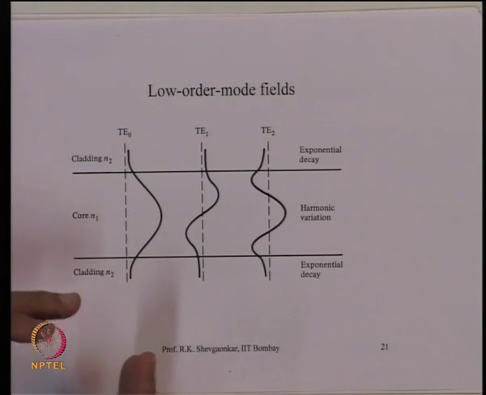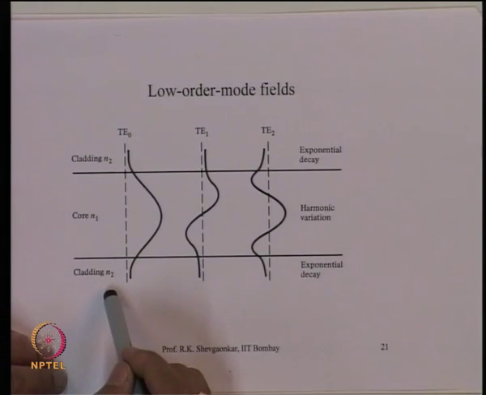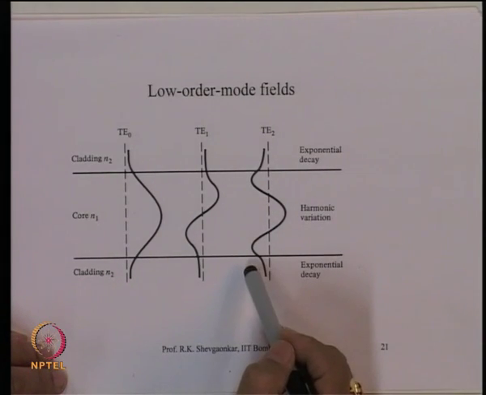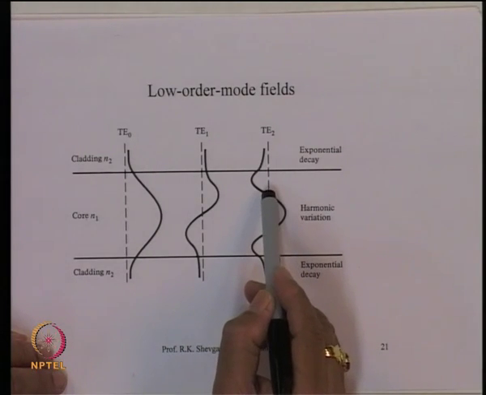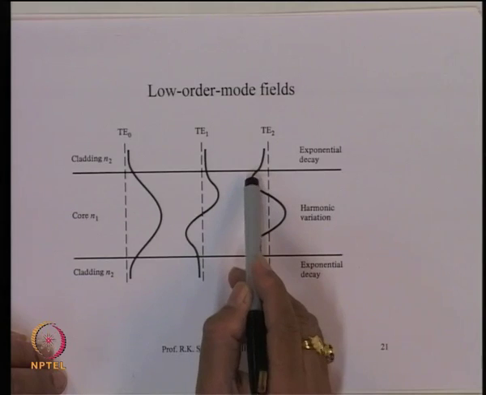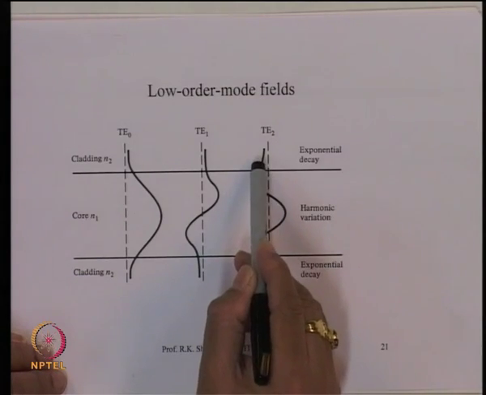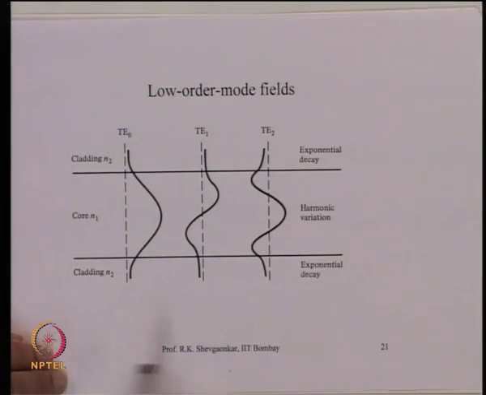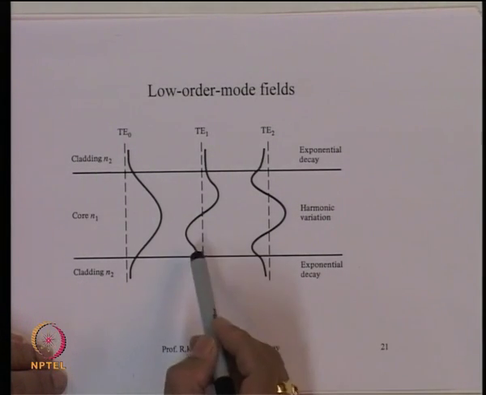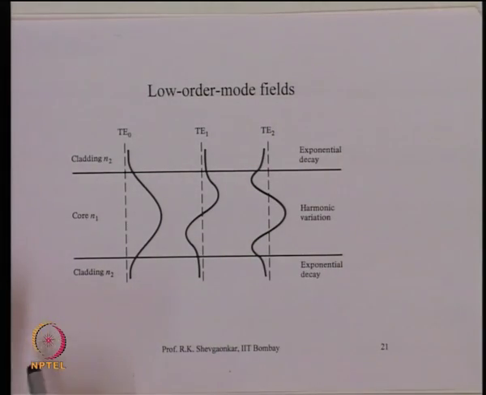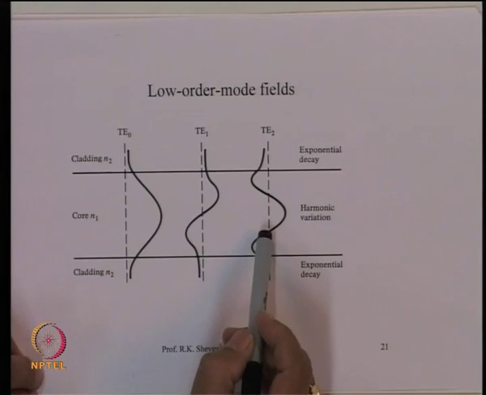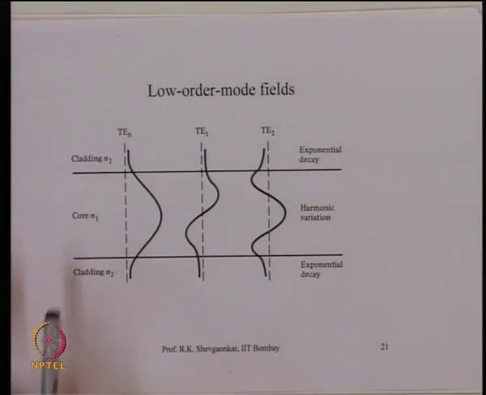If I have the angle further increase, then there is a possibility now that you will have a maximum at the center, the field goes to 0, again increases with reverse direction in the field, and then reaches the core cladding boundary and then exponentially dies down. So, how many zeros are crossed in the transverse direction? That essentially defines what is called the index for the mode.